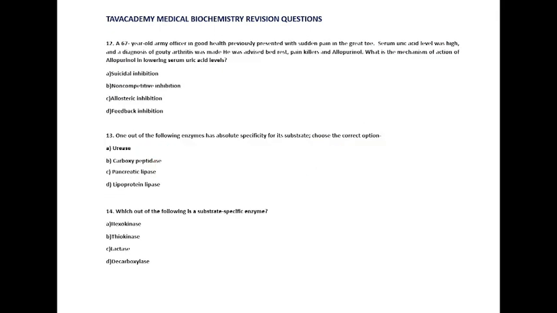Question 12 says, a 67-year-old army officer in good health previously presented with sudden pains in a great toe. Serum uric acid levels were high and the diagnosis of gouty arthritis was made. He was advised to bed rest. Painkillers and allopurinol were also given. What is the mechanism of action of allopurinol?